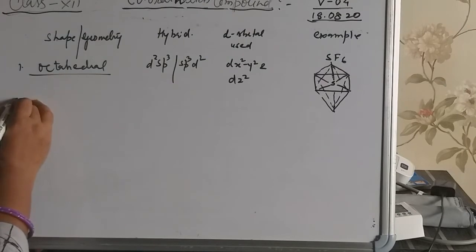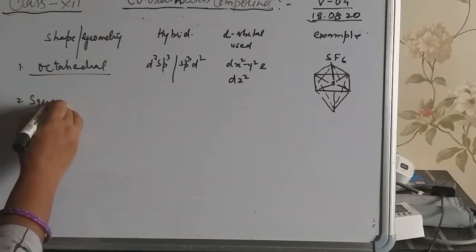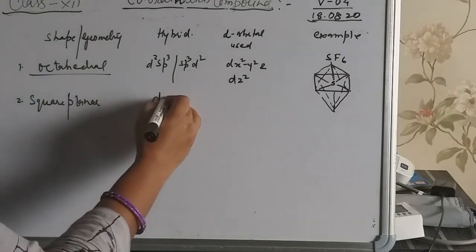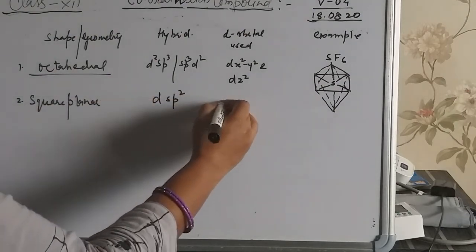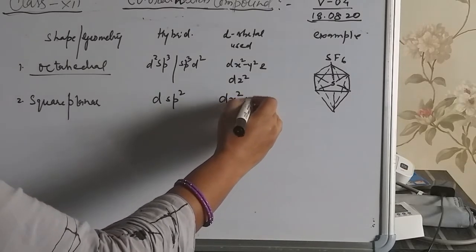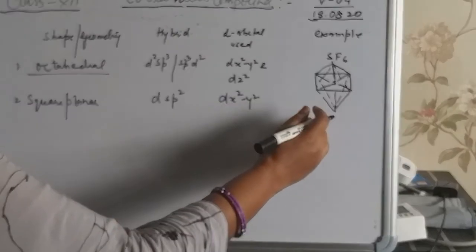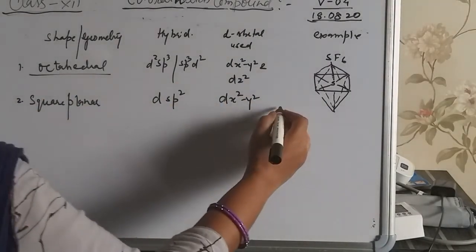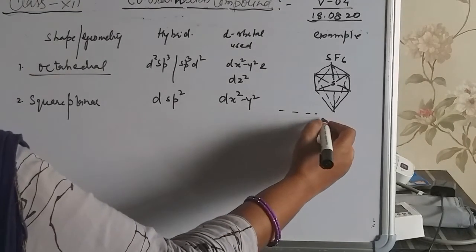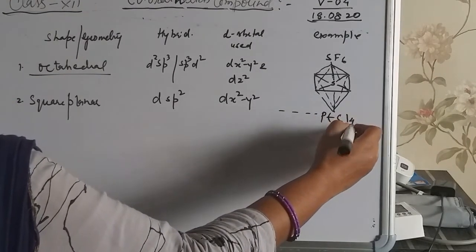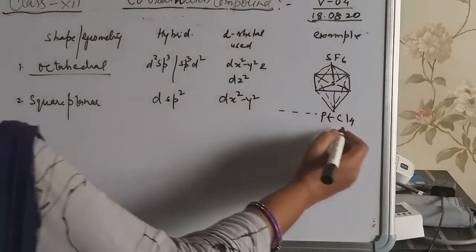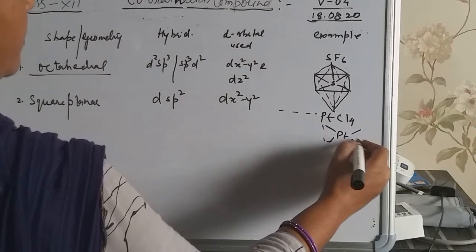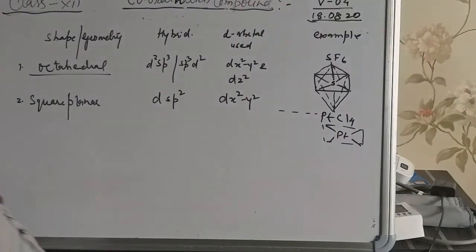Next we discuss the square planar. dsp2, and the involvement of dx square minus y square, and the example is PtCl4, square planar like this. Pt, 1, 2, 3, 4. This type of structure takes place.